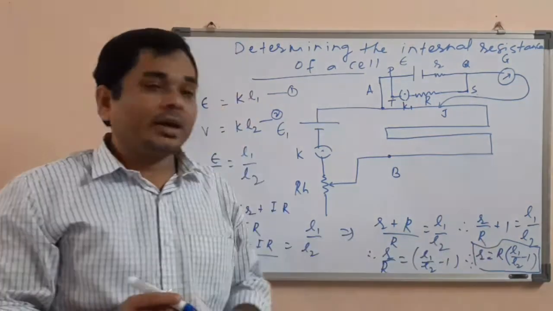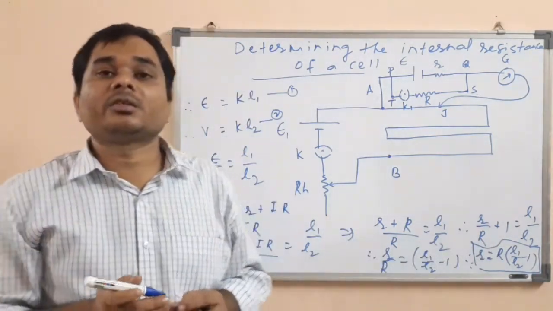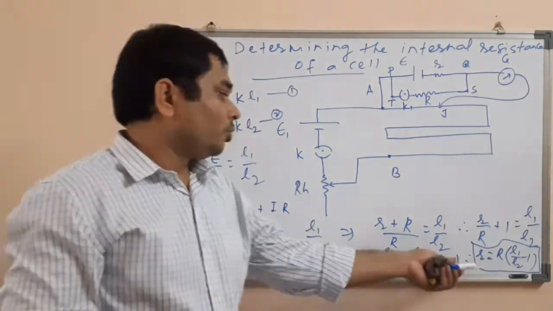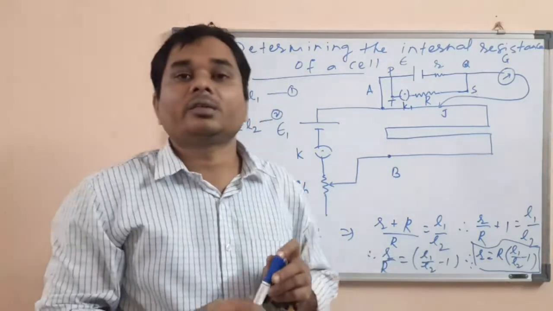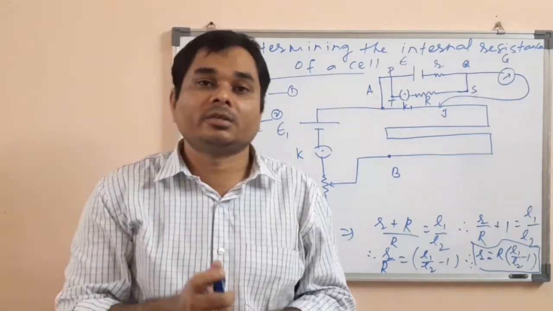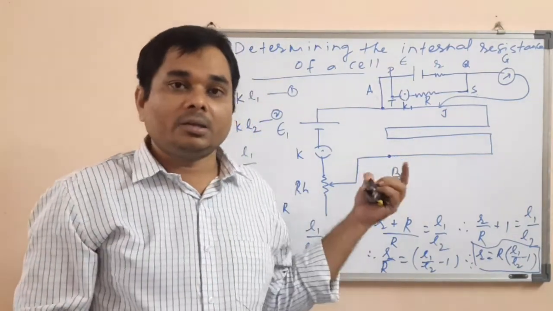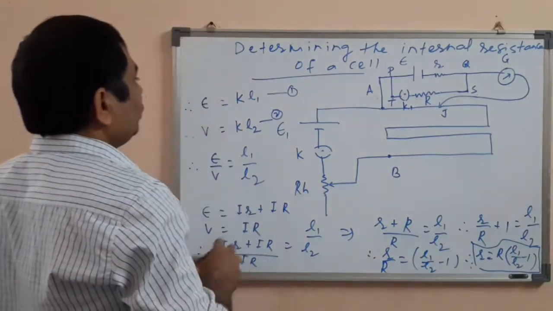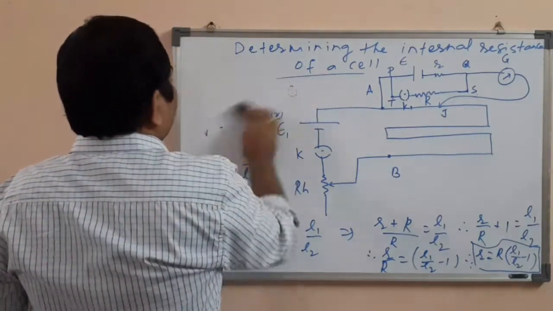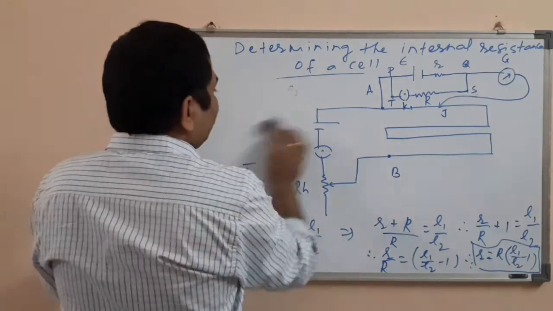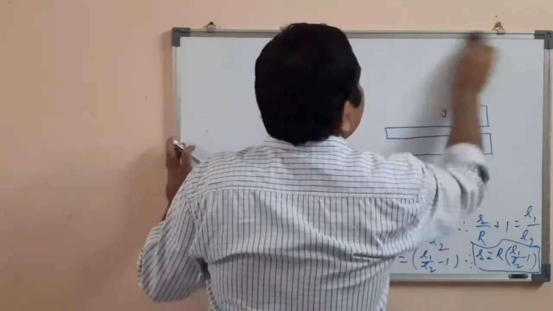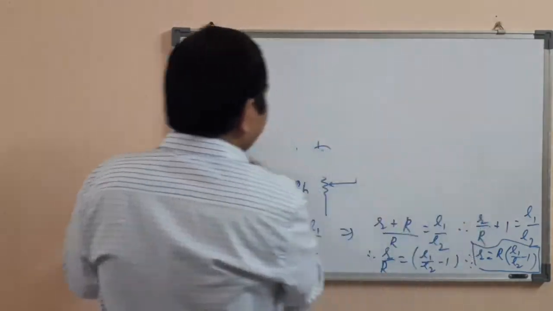Clear? L1 and L2 are known to us. Resistance that we have introduced from the resistance box, that is also known to us. So by using this formula we can easily determine the internal resistance of the battery with EMF E. So these are the applications of potentiometer. Okay, some other applications of potentiometer are, they can be used as voltage divider.